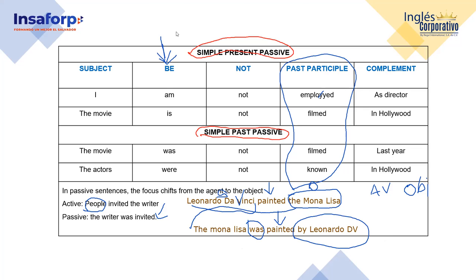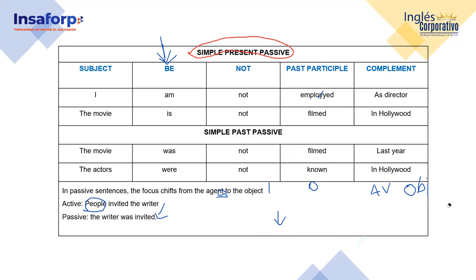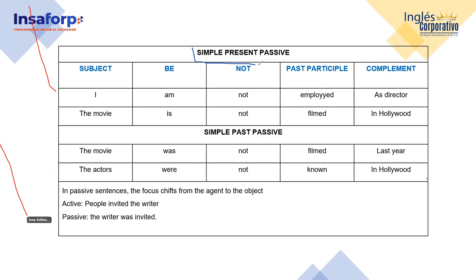And now we are going to check the exercises that we have in the table. Now let us see the examples that we have in here. I think it is going to be better to understand now. Let's see. Simple present passive. I am. It can be negative. I am not employed as director. The movie is not filmed in Hollywood.